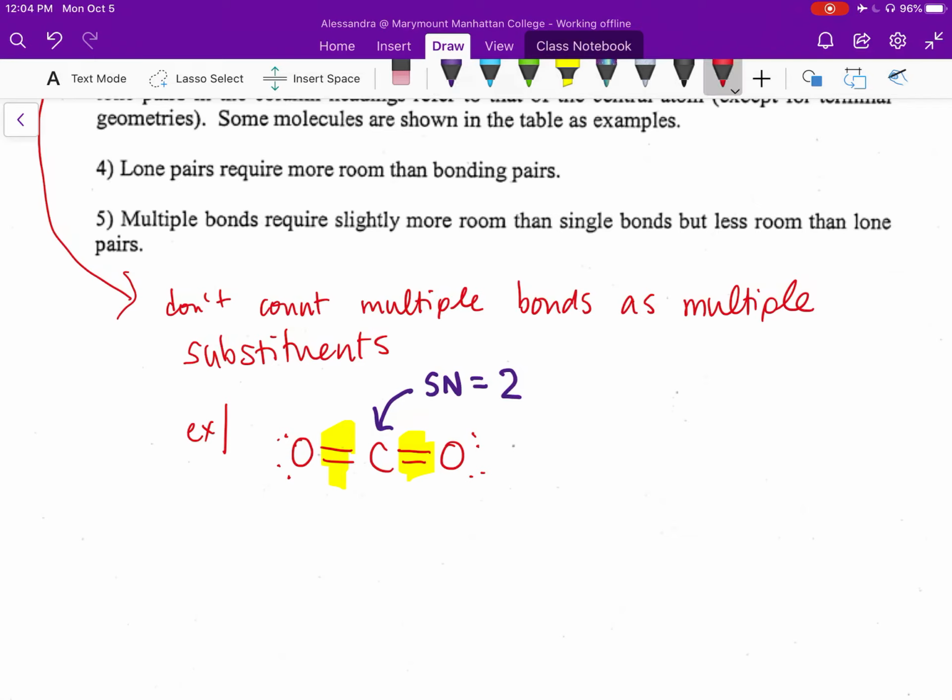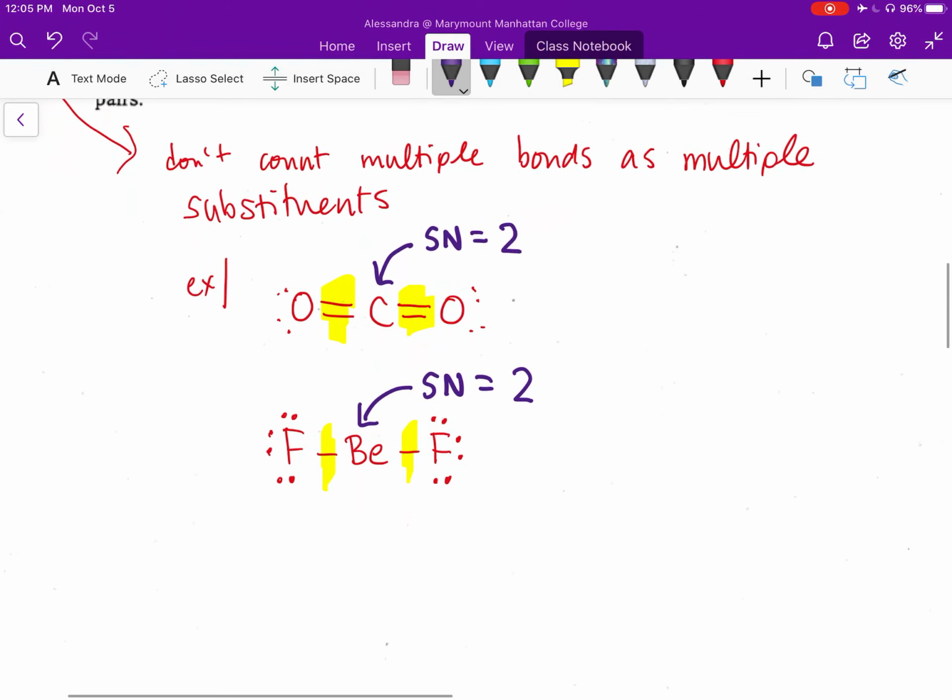That would be similar for, let's say we have BeF2. Here's the Lewis dot structure for that one. And we want to figure out what the substituent number is on that central beryllium atom. In that case, we're just looking at single bonds, but it's the same. Each single bond counts as 1 region of electron density. So the substituent number here would be 2, just like it is for carbon dioxide.